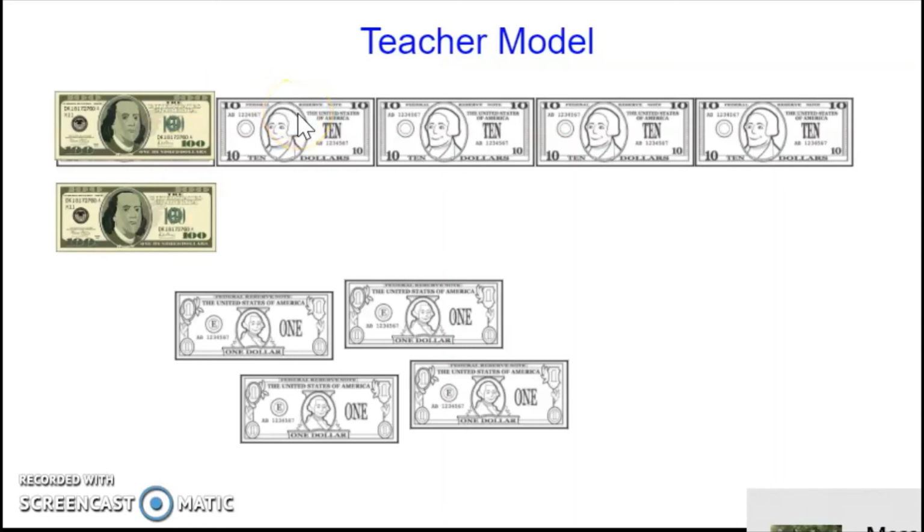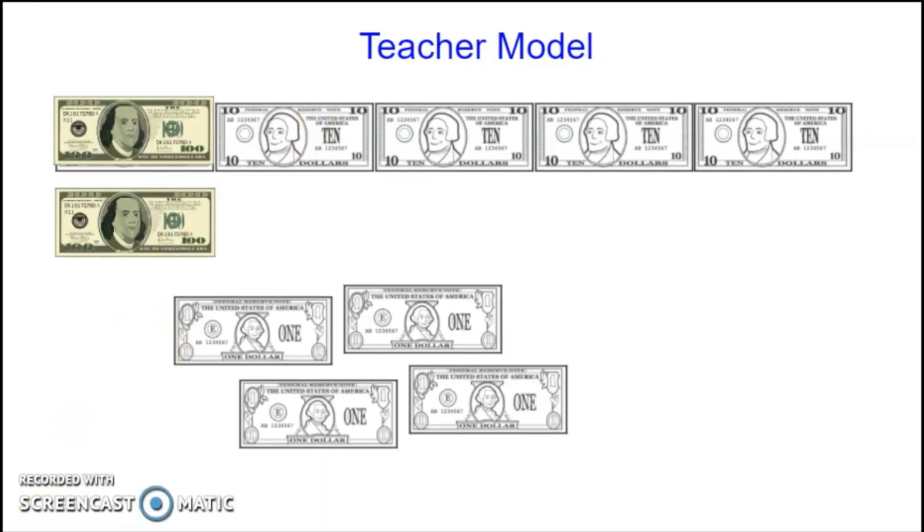Now, we're going to change one of the $10 bills on the left to another $100 bill. So we're going to change this friend to a $100 bill. Let's go ahead and see what that looks like. Great, now we have another $100 bill on our screen here. What is the new value?